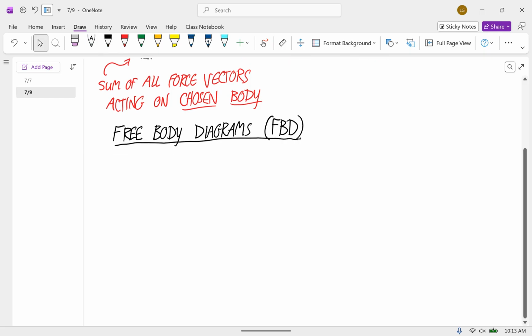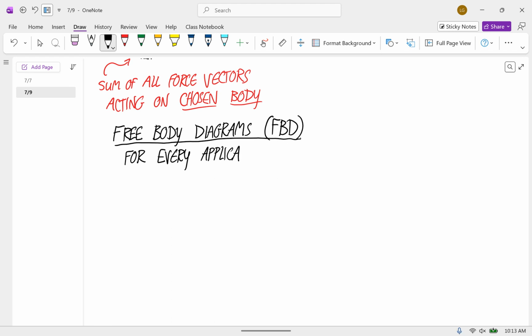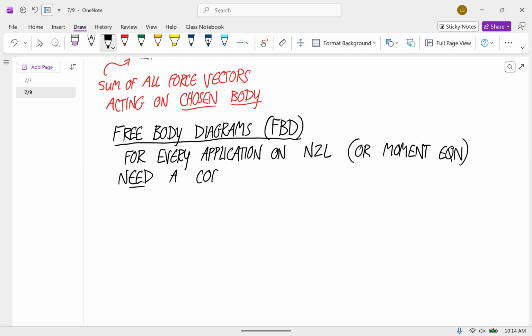Okay, so for free body diagrams, for every application of Newton's second law, or the moment equation, which we won't get to until we talk about rigid bodies, you need a corresponding free body diagram.